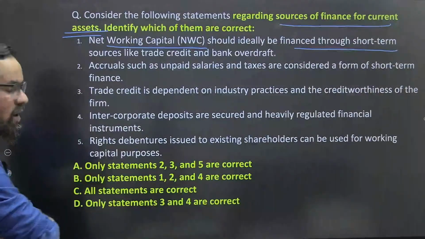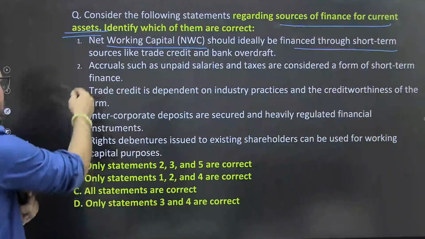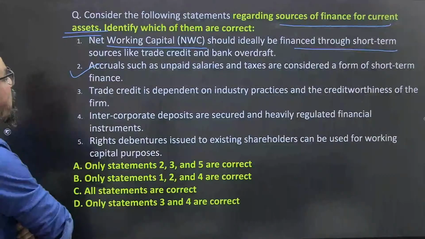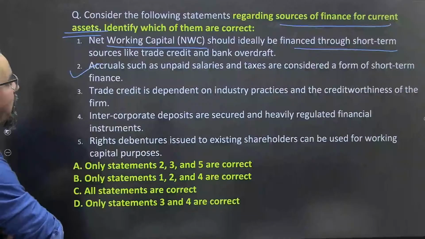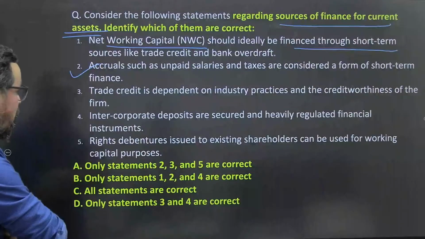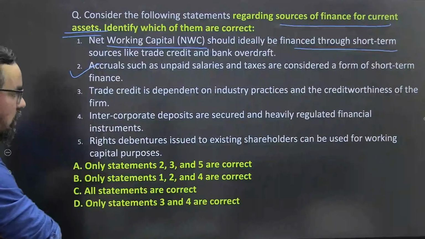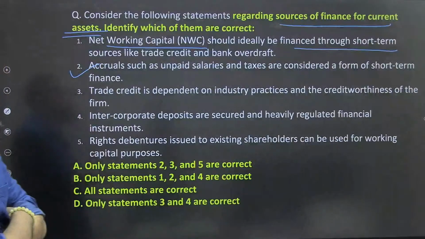Okay, they can be, but statement 2 is right. If you have any doubt around statement 2, it is 100% correct. This can be categorized under this. Trade credit is dependent on industry practices and creditworthiness of the firm. Intercorporate deposits are secured and heavily regulated financial instruments. Debentures issued to existing shareholders can be used for working capital purposes and all.